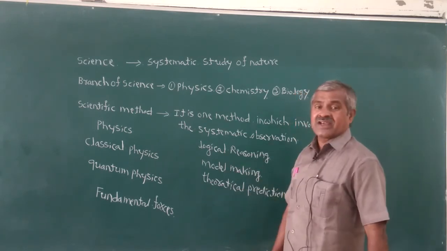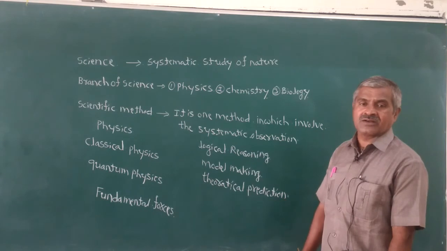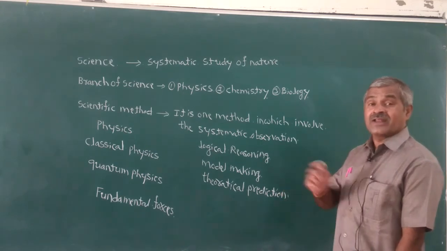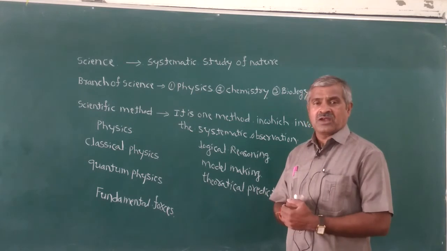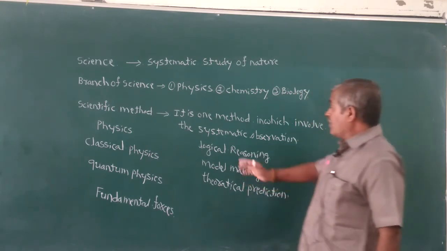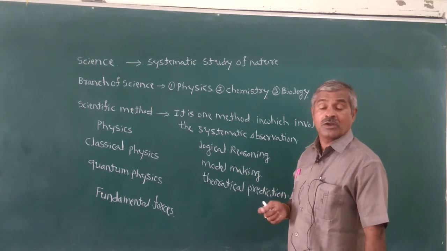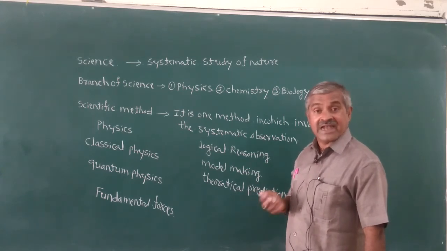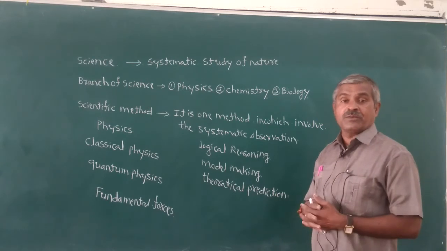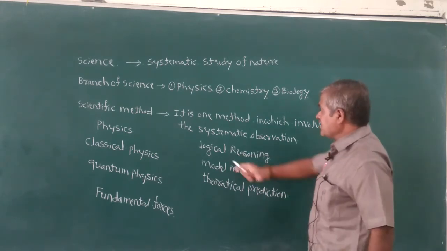Second one is logical reasoning. Logical reasoning means what? Logic is used. How is logic used? See, already we know that today is very hot. It means what? Today most probably the rain is coming. Because of what? Today is very hot, and because there is more humidity, maybe the rain is coming. We say like that. That is the logic. Such a thing used is the logical reasoning.